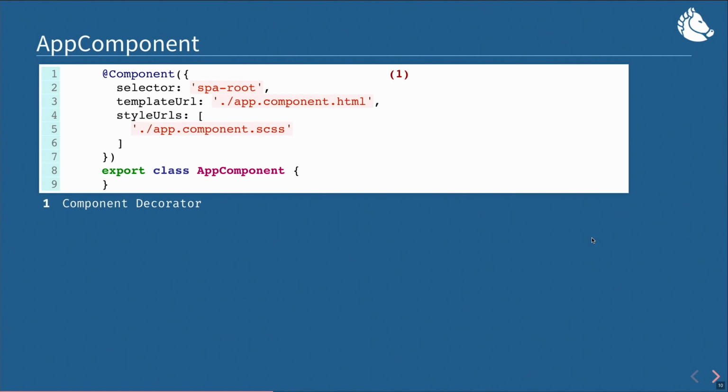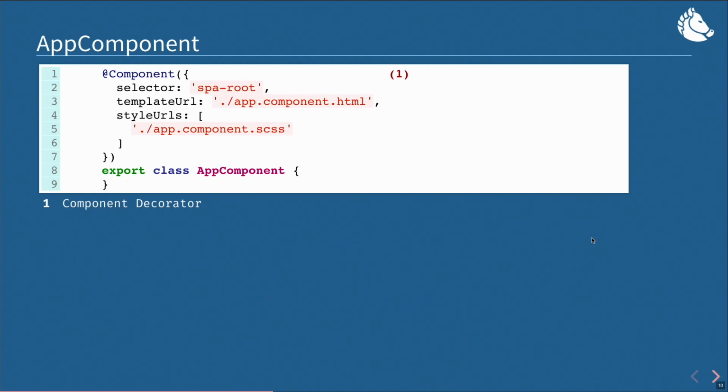So what does a component look like? The app component that gets generated is a little bit of a special case because it's the root of the application. It's a little different from all of the other components that you're going to have in your application, but most of it is the same.